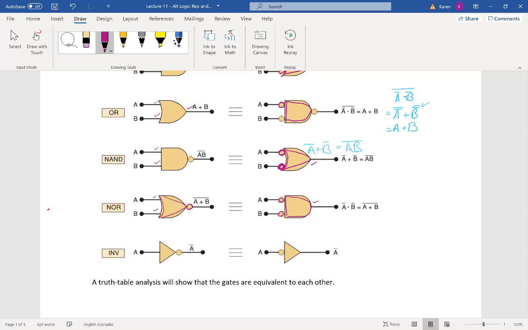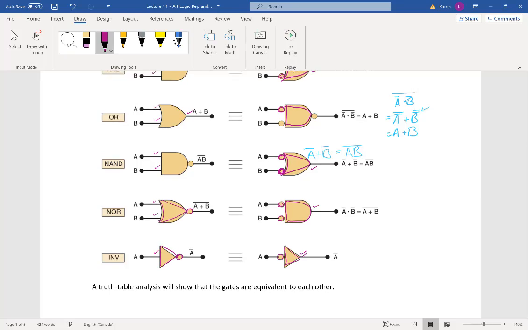And the inverter is a little bit tricky because you don't change its shape. It was already a triangle shape, so keep it as a triangle shape, but the input was not inverted, so I'm going to invert it. The output is inverted, so I'm going to not invert it. And that's how you find the alternate logic gate representation of these gates.